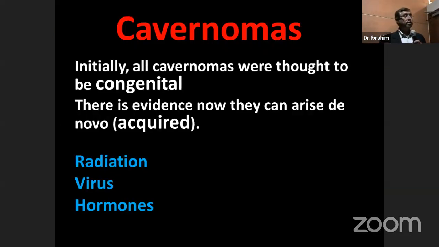If you have a case and you want to treat it and send it to the insurance company, they would say cavernomas are congenital, you don't treat them. Why? Because insurance companies play games on us doctors. They just want to gain some money. So they say, oh, this is congenital, we don't treat it. Tell them it is not congenital, it could be acquired.